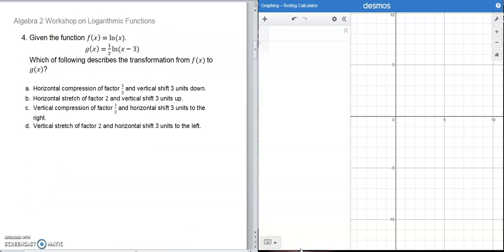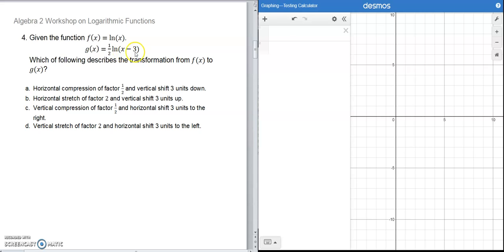Okay, number four. Given the function f of x equals ln x and g of x equals 1/2 ln (x minus 3), which of the following describes the transformation from f of x to g of x? Okay, so let's try to recall our rules of transformation. When you're multiplying a number with your function, it is either a stretch or compress. When you're multiplying a factor outside of the parentheses, then it becomes a vertical stretch or compress. Because your factor is less than 1 but greater than 0, this becomes a vertical compression of factor 1/2.